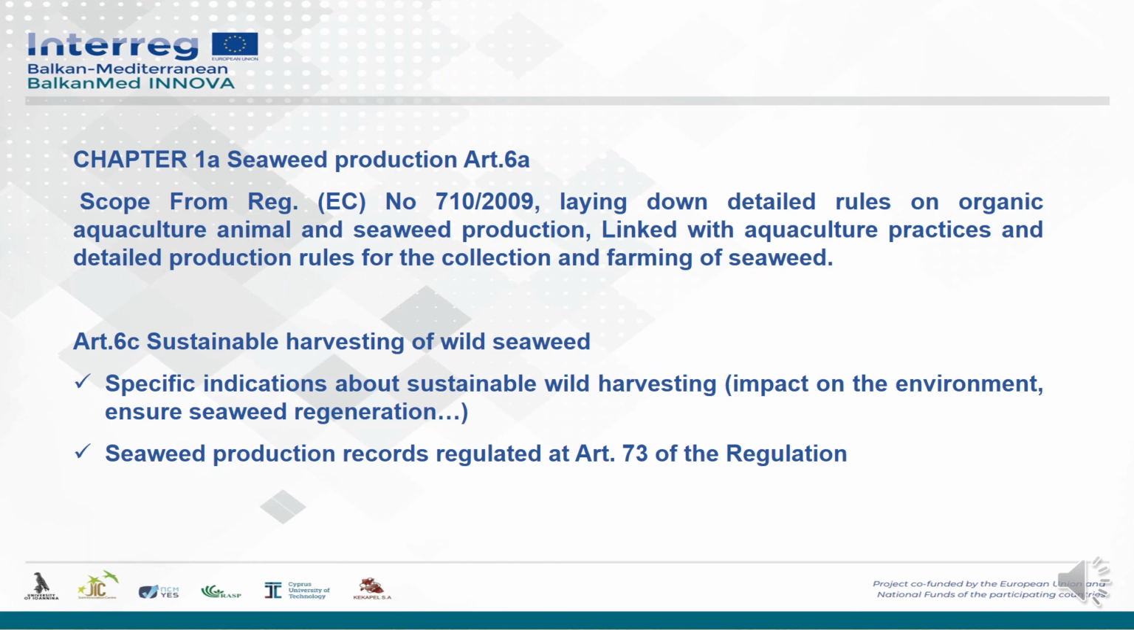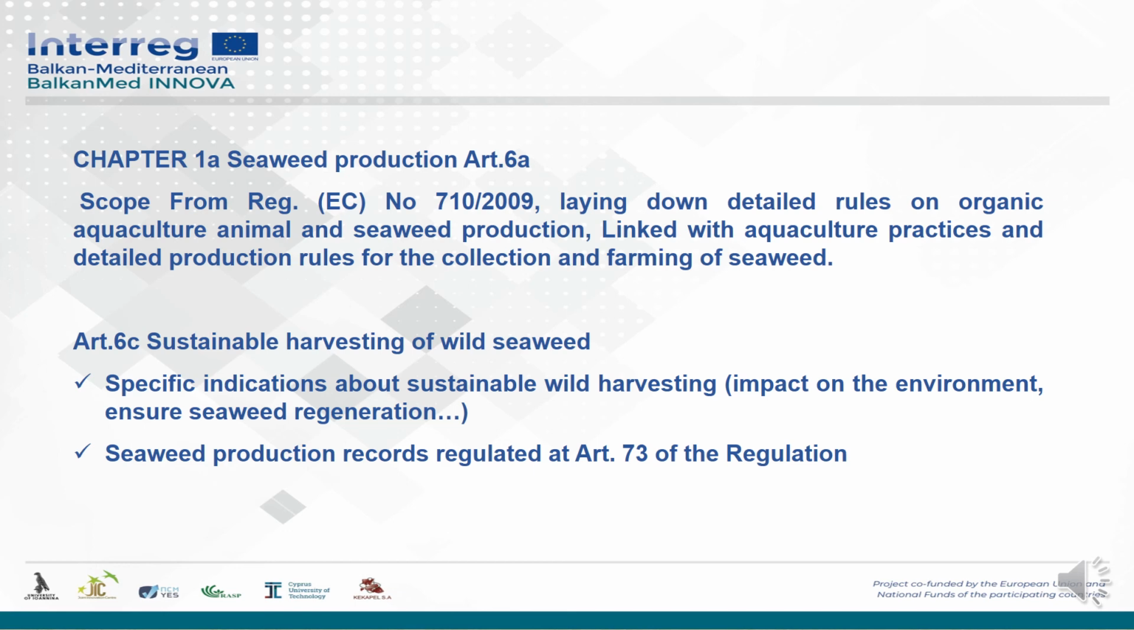As presented previously, Regulation 889 of 2008 was not dealing with aquaculture. So later, after Regulation 889 of 2008, another regulation was approved, Regulation 710 of 2009, which was laying down detailed rules on organic aquaculture, animal and seaweed production, linked with aquaculture practices and detailed production rules for the collection and farming of seaweed. So it was an implementation regulation related to Regulation 834 of 2007.